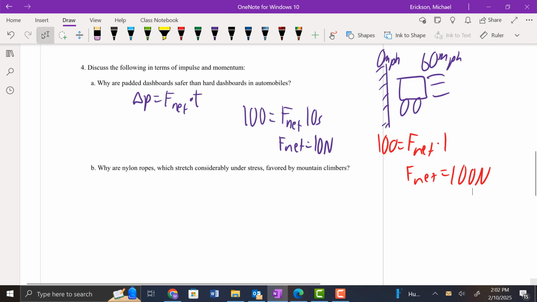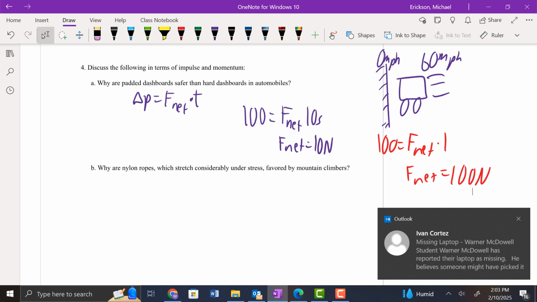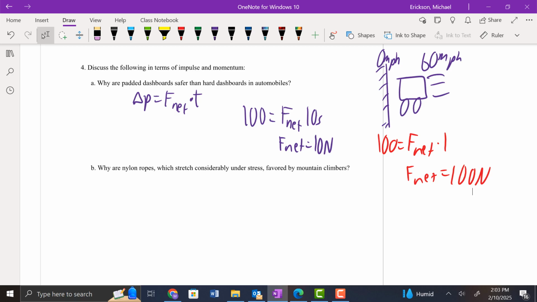I'll let you think about nylon ropes and why they're better for mountain climbers versus, say, a canvas rope. So you're climbing, you fall. Do you want to hit a nylon rope or even maybe some stiff chains? No, you want nylon ropes because nylon stretches as you go down. So instead of hitting the rope with all your force, you can spread that force out over a period of time.